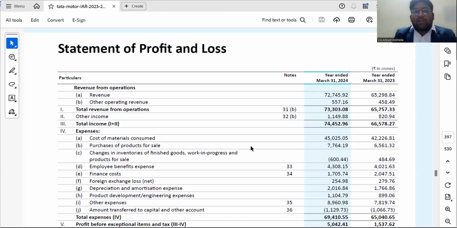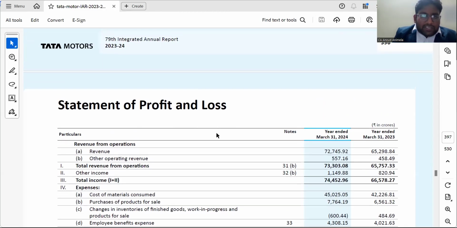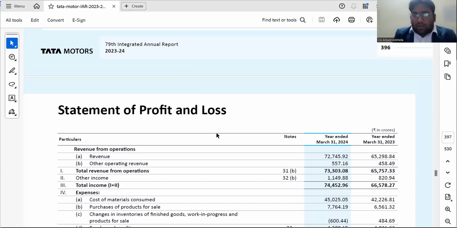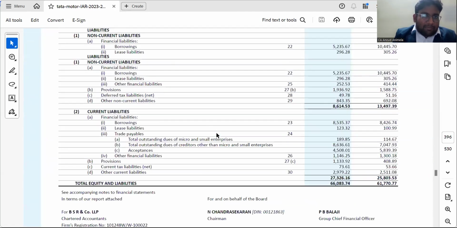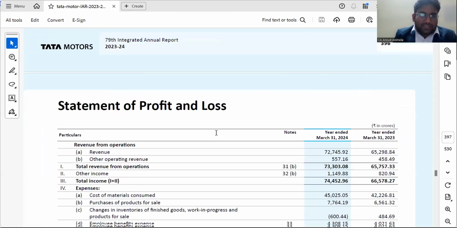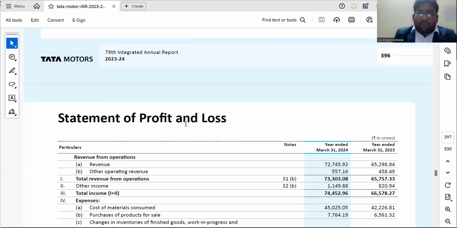Before starting the basic concept of deferred tax, let me show you the deferred taxes in the statement of profit and loss account from the financial statements of Tata Motors Limited. Let me share the screen. Now, this is the statement of profit and loss account, one of the components of financial statements, and this is the balance sheet, another component. These are the financial statements for the financial year 23-24 of Tata Motors Limited.